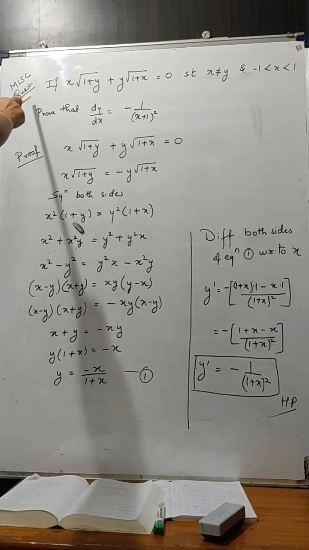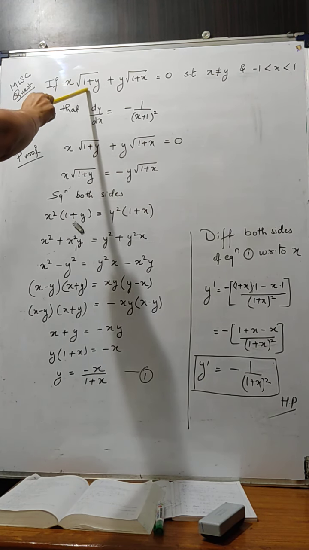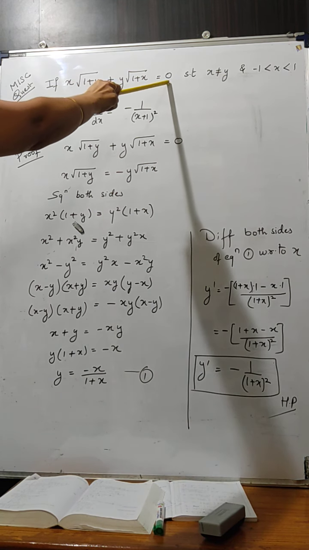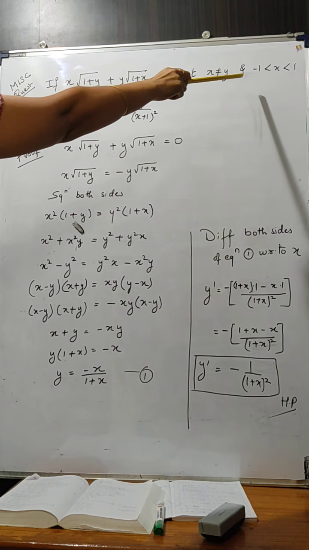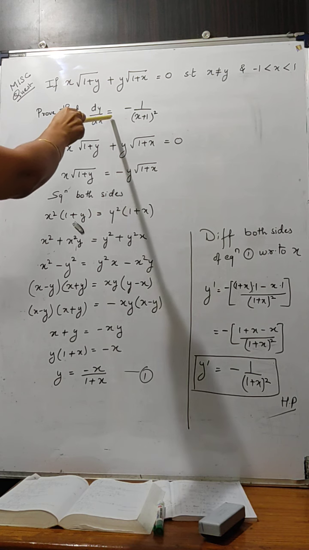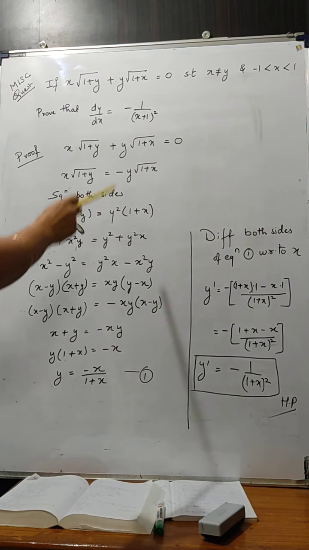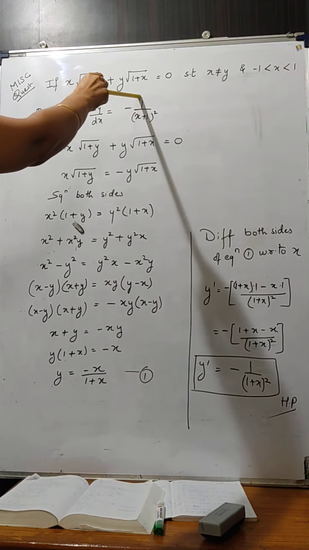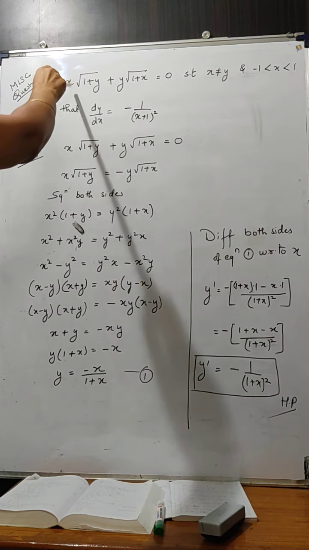One of the questions from the miscellaneous exercise is: if x root 1 plus y plus y root 1 plus x equal to 0, such that x is not equal to y and x is greater than minus 1 and less than 1, then prove that dy by dx is equal to minus 1 upon x plus 1 the whole square. Children, don't try to differentiate here itself, as it will become very lengthy. So first of all we will reduce it to a simpler function.